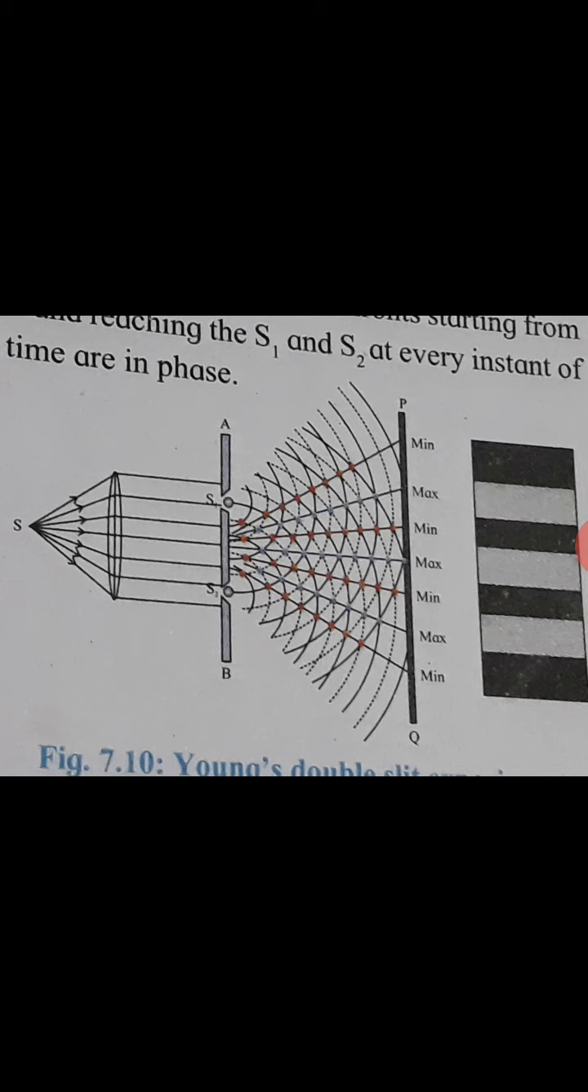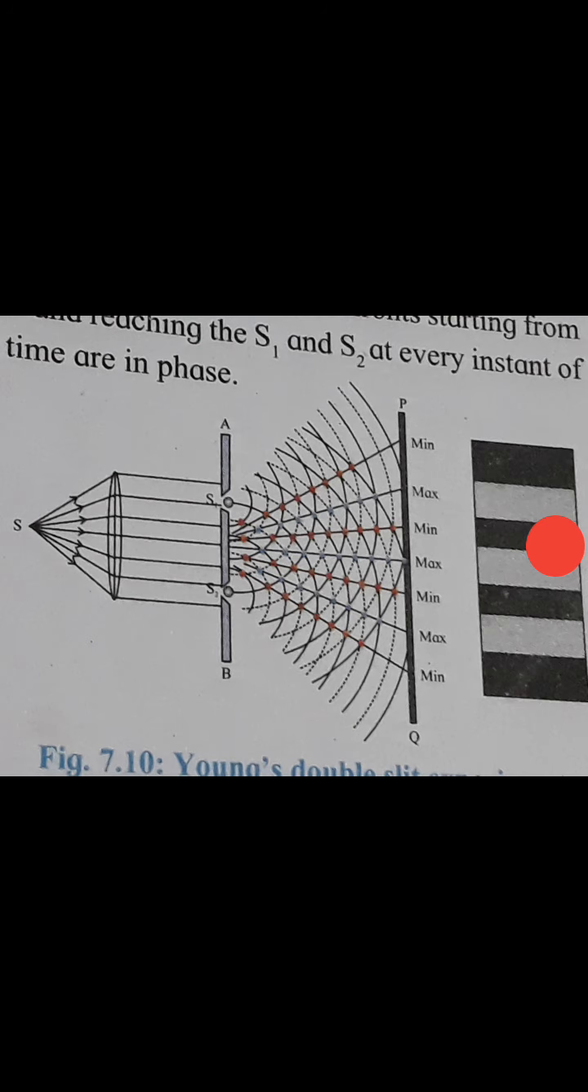What the intensity will be, how much it will be, and what the fringe width will be, we'll study mathematically in the next lecture. Now the width of these bands, the dark band and bright band, is known as the fringe width. The remaining mathematical part we'll see in the next lecture.